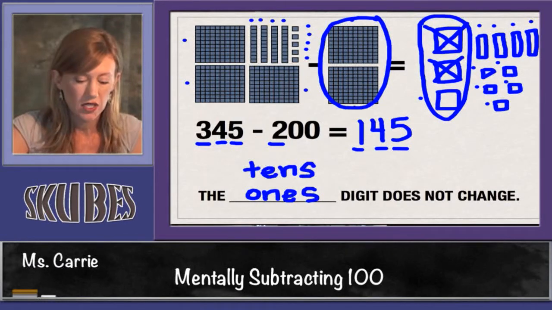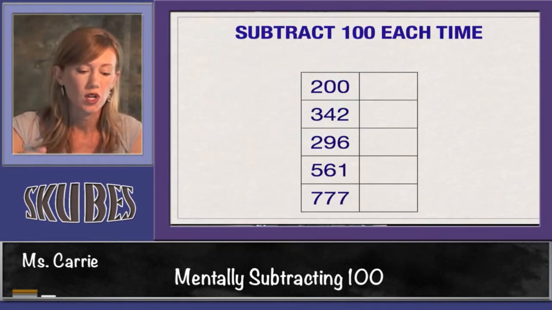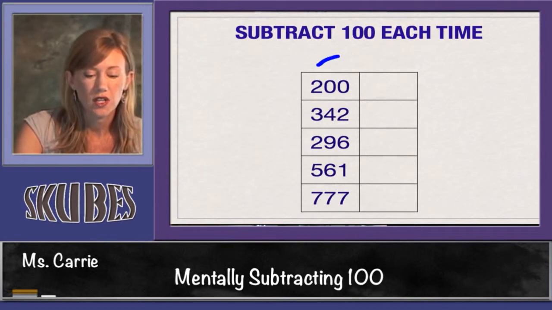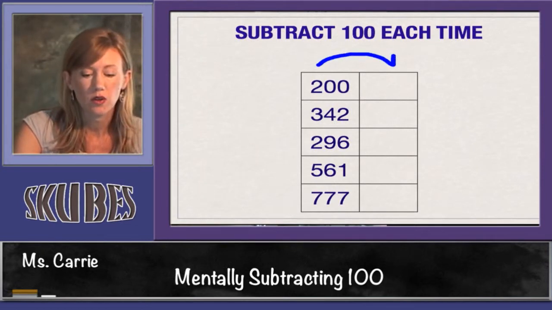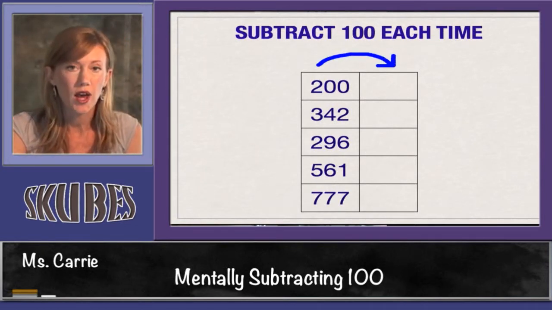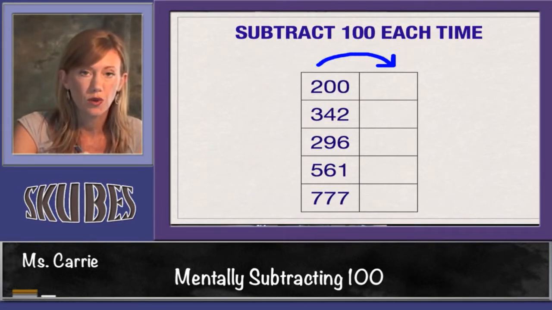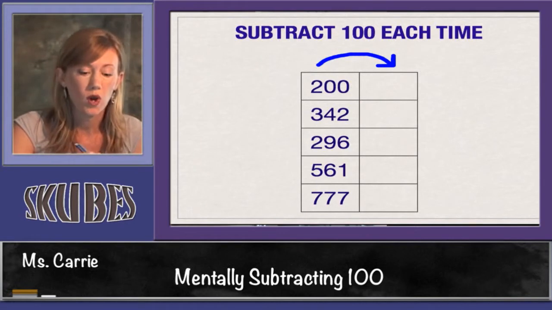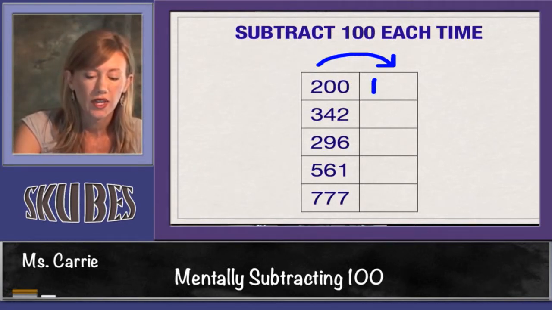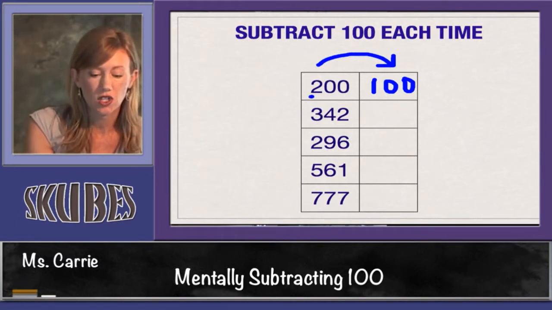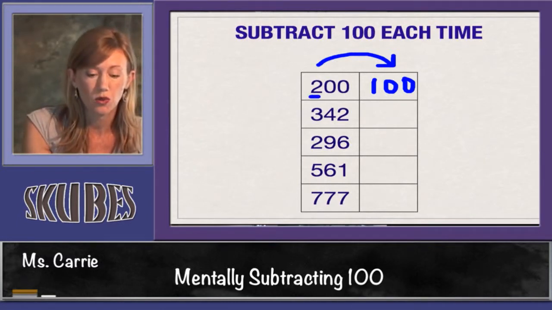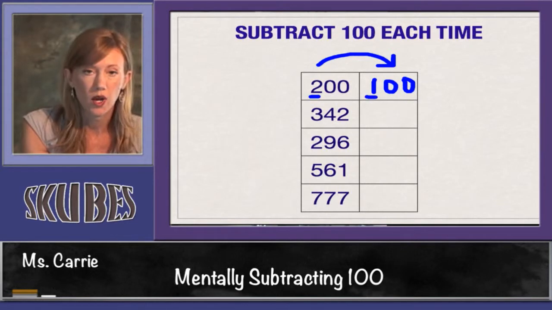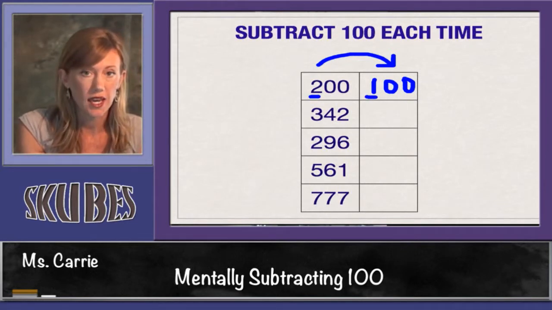Let's try to do it mentally now without our pictures. We're going to start on the left, and every time we go to the right, we're going to subtract 100 from each number. So if we start with 200 and we take away 100, we get 100 because we changed the hundreds place. The 2 minus the 1 is 1. The zeros stay the same because the tens and the ones place stay the same.